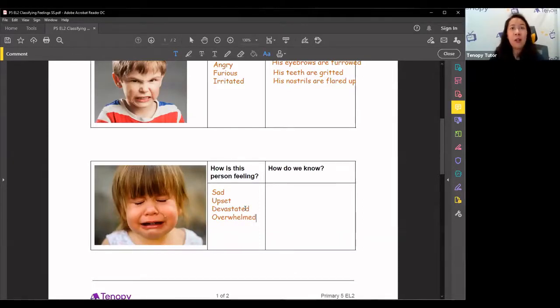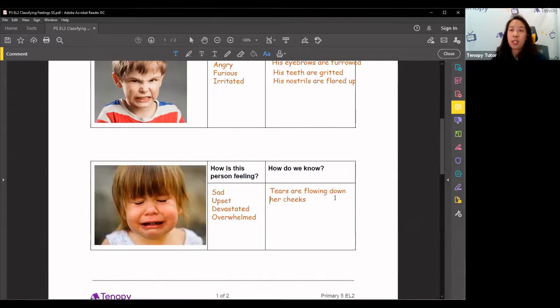In this case, it is a negative feeling that she's feeling. All right. So now, how do we know that she's feeling this way? What are some signs on her face that show us that she's sad, upset, devastated, or overwhelmed? Ah, okay, Inez. What about the tears? All right, so tears are falling from her cheeks, or tears are flowing down her cheeks. These are some signs that she is sad. What others do we have?